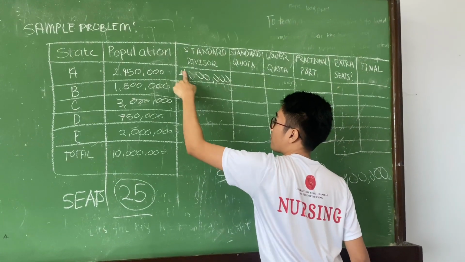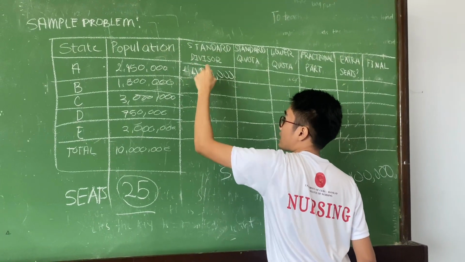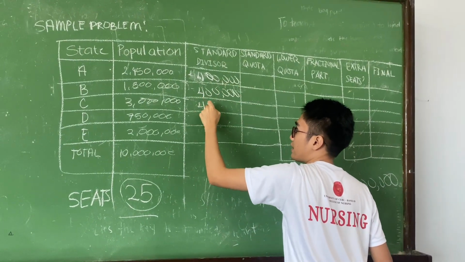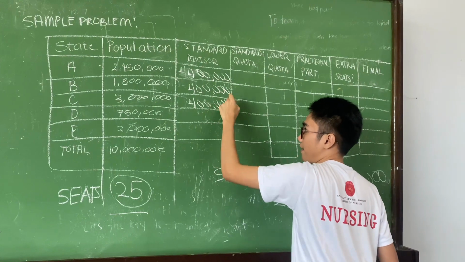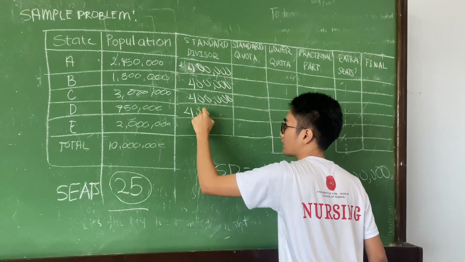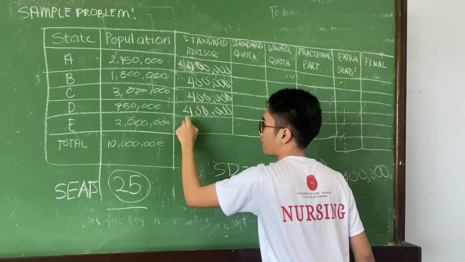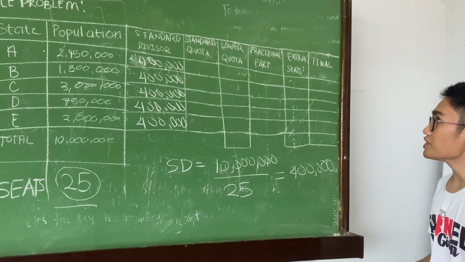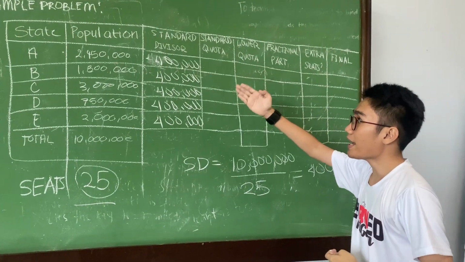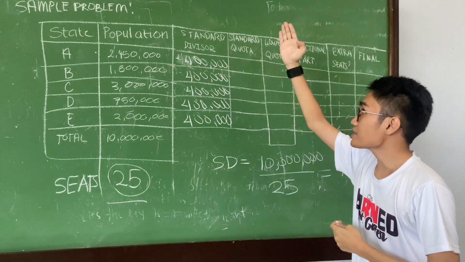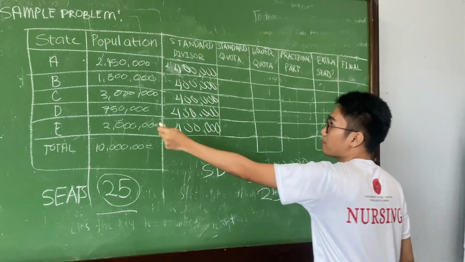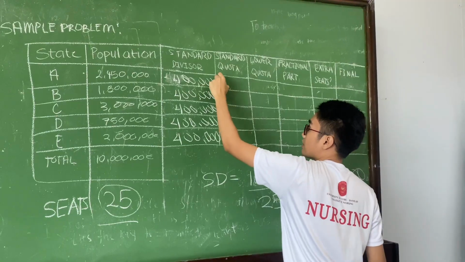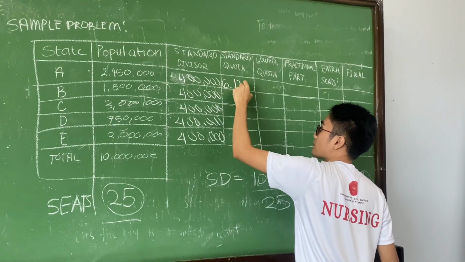So we divide each state's population by 400,000. Now we proceed to step 2, which is to find the standard quota by dividing the population by the standard divisor. So we have 2,450,000 divided by 400,000, which gives 6.125.